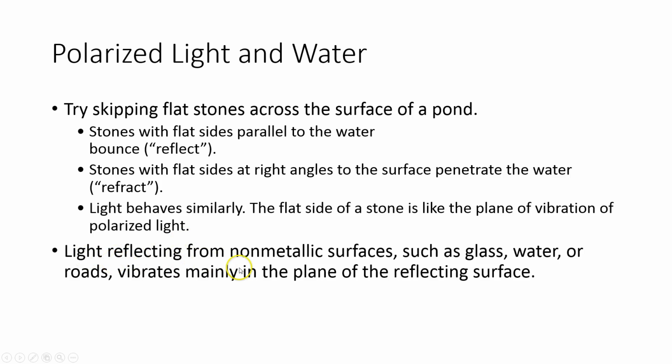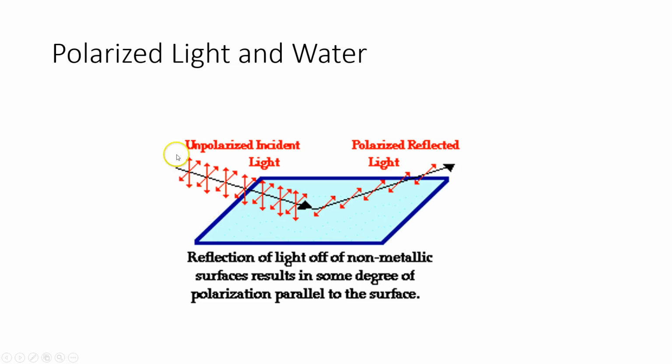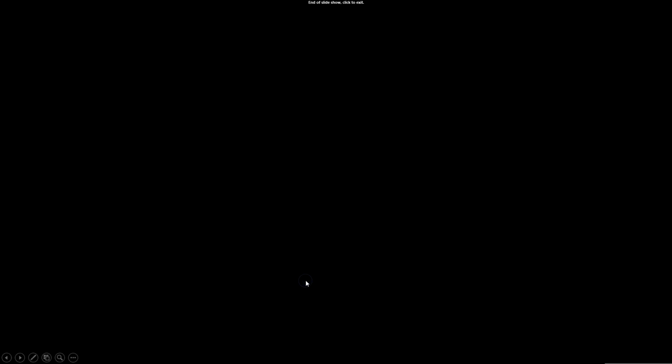So when light reflects off a non-metallic surface such as glass, water, or roads, it vibrates just in the plane reflecting off the surface. So here you'll see the unpolarized light pointing in all the directions, hits the water, and then comes off. That's a very difficult light to look at. So if you wear polarizing filters or sunglass lenses, then you will get rid of that glare. And that's the really nice thing about those lenses. And that is the end of polarization.